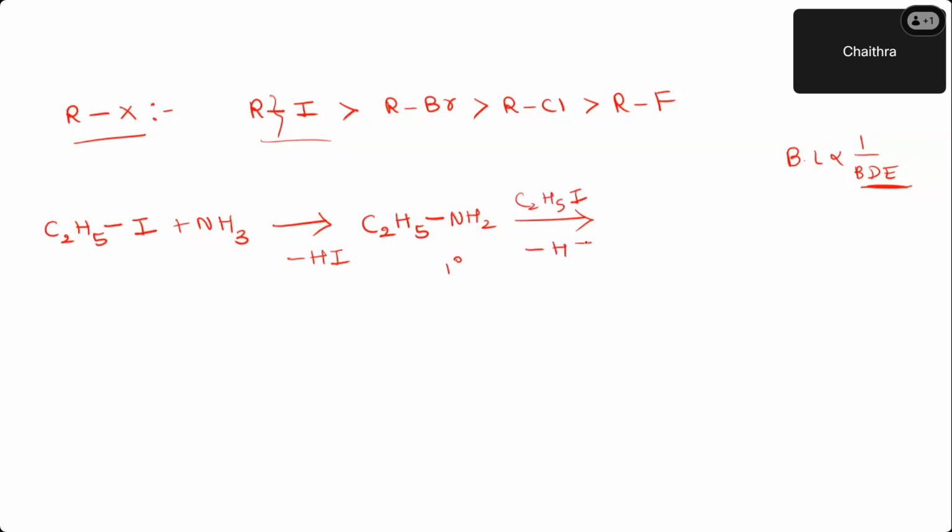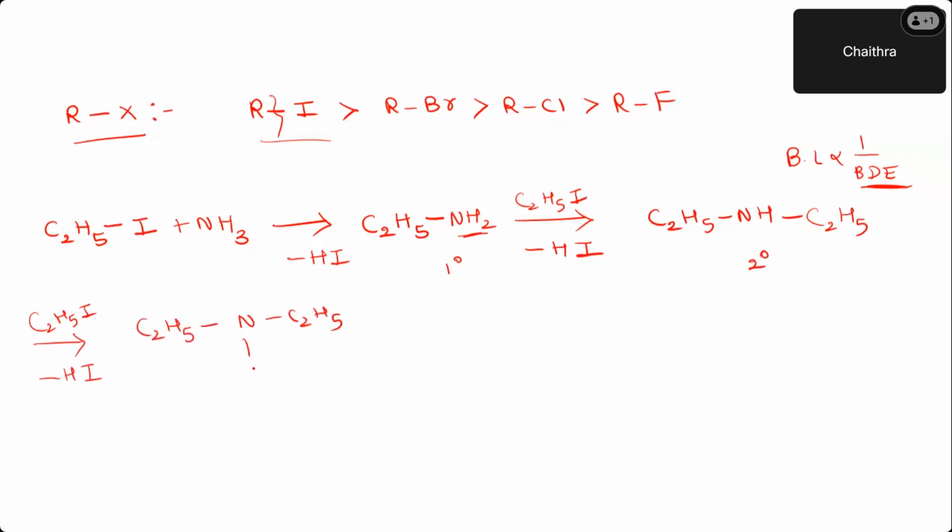Next, again on the arrow mark I will take C2H5I. Once again remove HI. What is the product I'll get? C2H5, and what is remaining here? NH. This side I have already removed, so attach C2H5. What kind of amine is this? Secondary amine. Once again on the arrow mark you take C2H5I. So you will remove HI and you get C2H5, C2H5, C2H5. Nomenclature is also important. This is ethylamine, this is diethylamine, this is triethylamine.